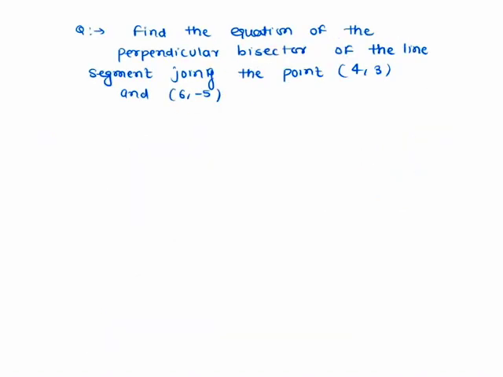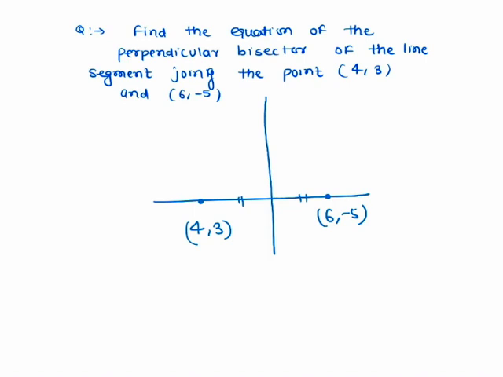So the next problem is: find the equation of the perpendicular bisector of the line segment joining the points 4, 3 and 6, minus 5. This is also a simple problem. We take these two points, one is 4, 3 and the other is 6, minus 5. We want the perpendicular bisector, which means it will pass through the midpoint of this line segment. We can find this point with the midpoint formula: 4 plus 6 divided by 2, 3 minus 5 divided by 2. So this point will come as 5, minus 1.